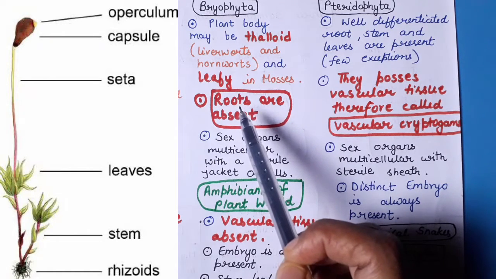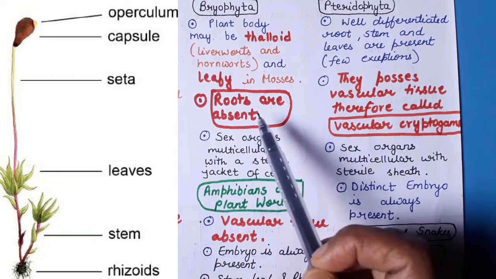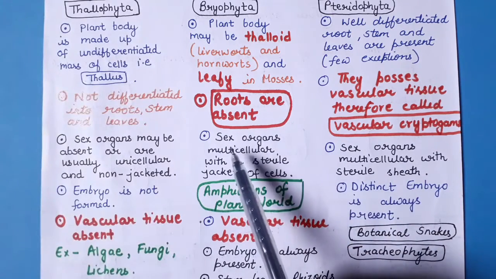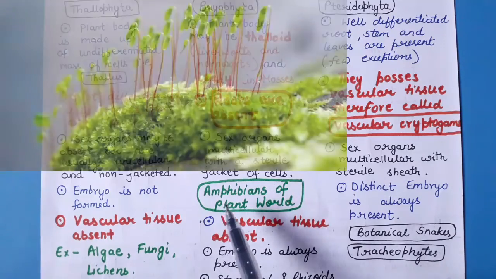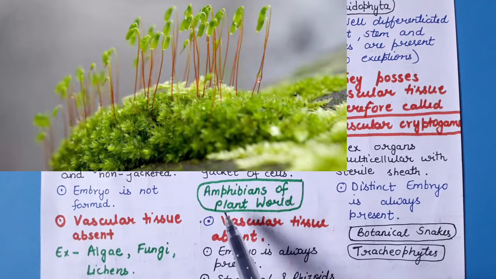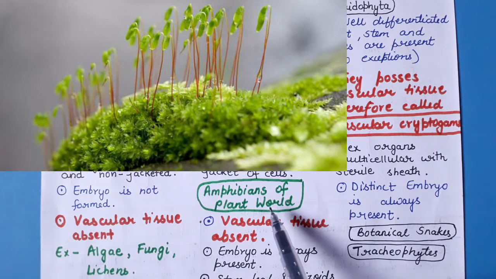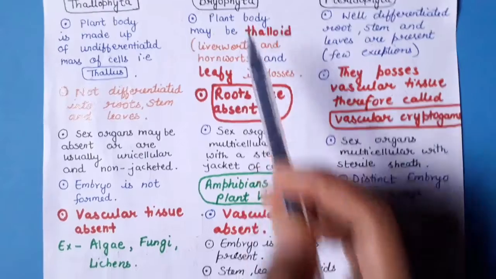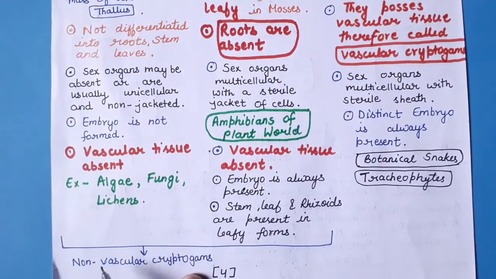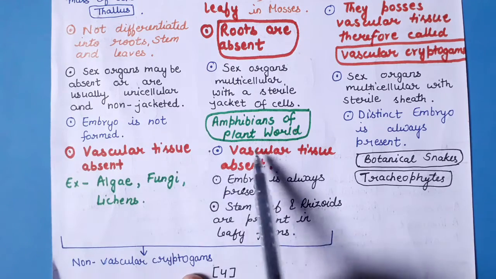In the place of roots, there are some structures which are called rhizoids. Sex organs are multicellular with a sterile jacket of cells. Bryophytes are commonly called the amphibians of the plant world because they can survive on land as well as in water. Vascular tissues are absent in this case. Embryo is always present. Both Thallophyta and Bryophyta are referred to as non-vascular cryptogams because they both lack vascular tissues.